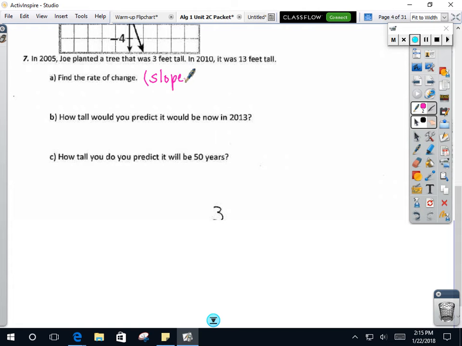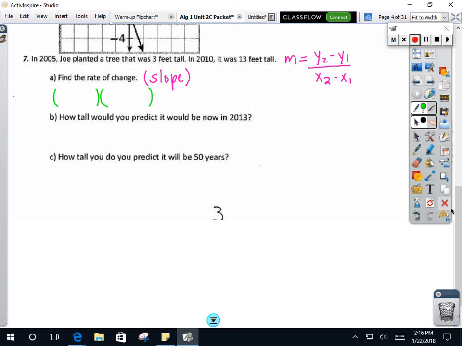Okay, and how do you find slope? Rise over run, but there's a formula. Correct. y2 minus y1 over x2 minus x1. But to be able to use that formula, we have to have what? Correct. 2 points. Did they give us 2 points? Okay, what's the first point?